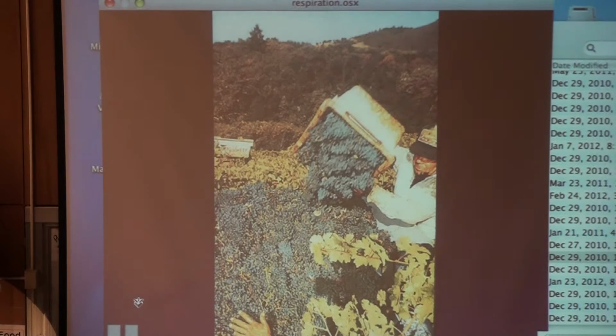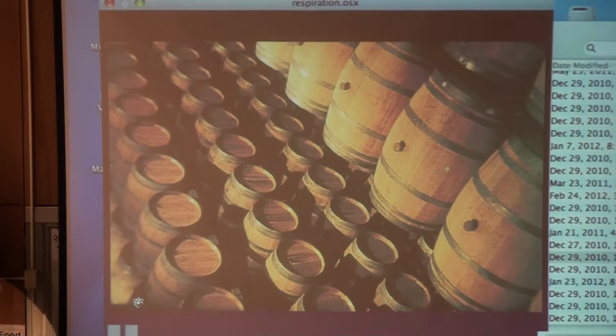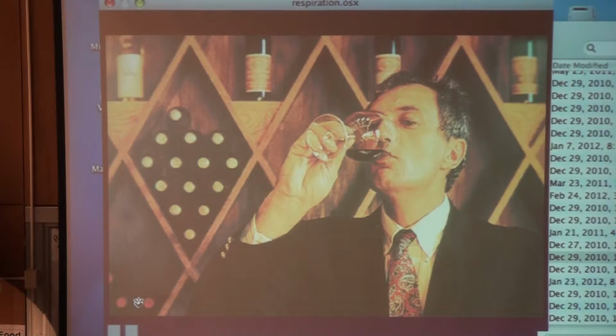In modern times, they still harvest the grapes, and I think they don't step on them with their feet anymore, at least I hope they don't. But anyway, they put them in airtight casks, and the yeast ferment the naturally occurring sugars, the glucose in the grape juice, and you get wine with alcohol in it after a certain amount of time.